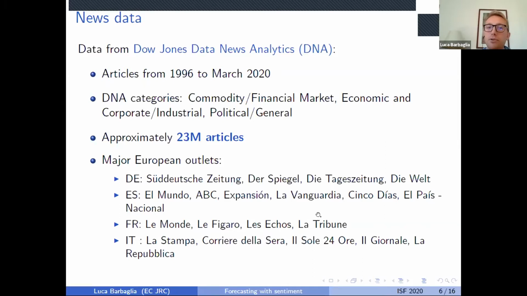We take data from the Dow Jones Data, News and Analytics platform. The articles are from 1996 till March 2020, and we have different DNA categories ranging from commodity and financial markets to industrial news, but also general and political news. We have approximately 23 million articles for the major European outlets. So we consider the 4 biggest European countries: Germany, Spain, France, and Italy. And as you can see, we have the most important newspapers. For France, we have Le Monde, Le Figaro, Les Echos, La Tribune. For Italy, we have Corriere, Il Sole 24. So we have general purpose newspapers, but also outlets that focus on economic and financial news like Il Sole or Les Echos.